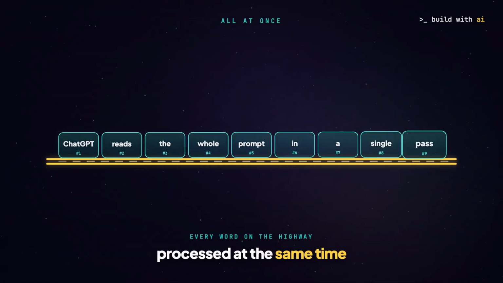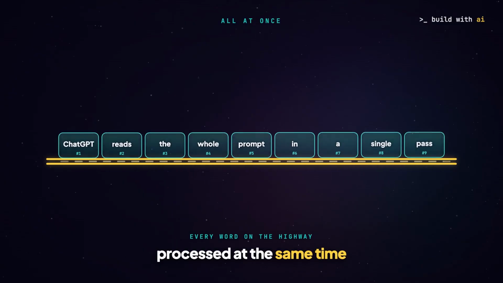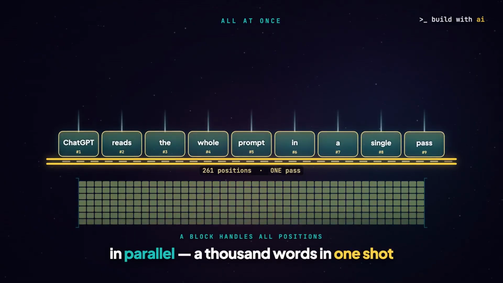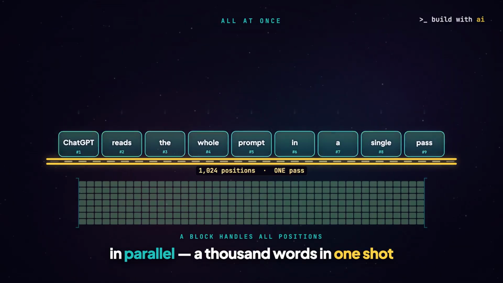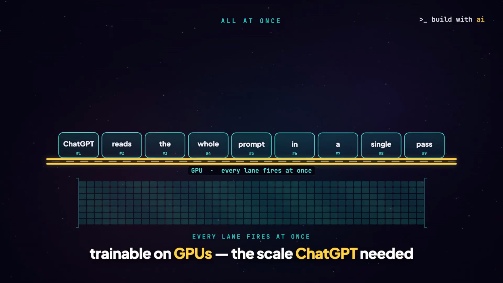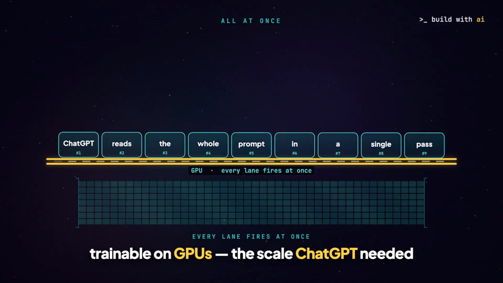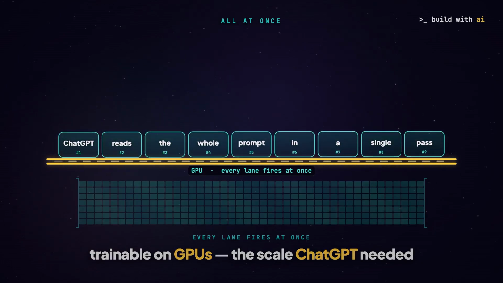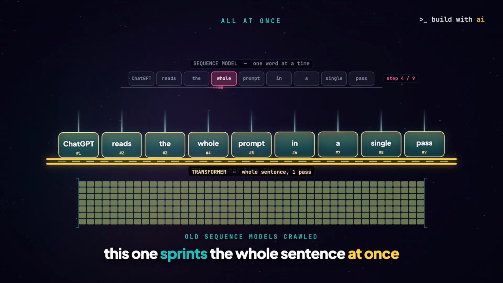And every one of those words rides the highway at the same time. A block processes all positions in parallel, 1,000 words in one shot, not one after another. That parallelism is the real reason transformers could be trained on GPUs at the scale that made ChatGPT possible. The sequence models before it had to crawl word by word. This one sprints across the whole sentence at once.